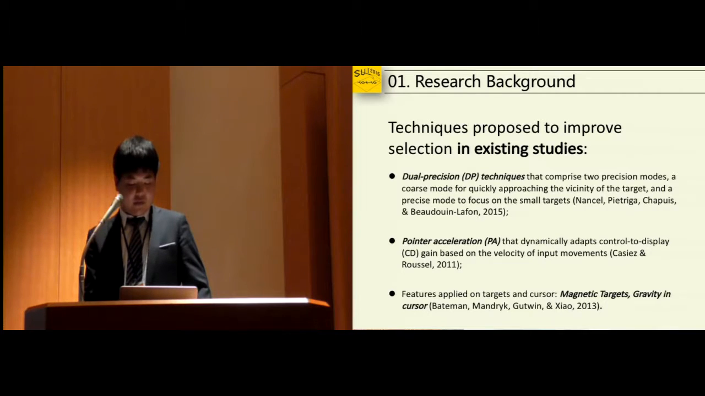Another kind of technique, pointer acceleration, adapts the cursor's moving speed based on the input side's moving speed. For example, when users move their interaction hands fast, the cursor's movement is transferred to a large moving speed by a large control-to-display gain. But when users move their hands slowly, the cursor's movement becomes more fine-grained.